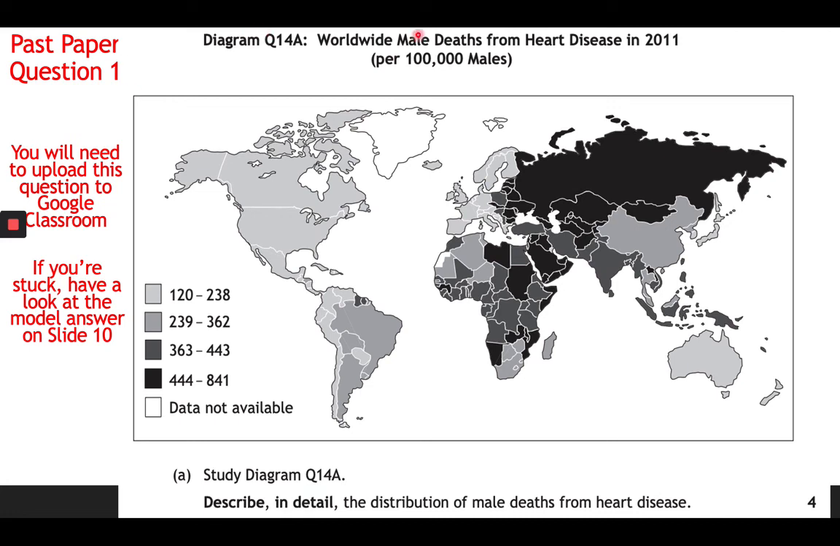So this is the number of deaths, not the number of people who've got it, but the number of deaths. How many people are dying from heart disease? So you might want to start off by saying, in Russia, between 444 and 841 deaths per 100,000 are the result of heart disease in 2011. Tick, that would get you a mark. So try and get a country for every colour here. Make sure you mention this part up here as well.